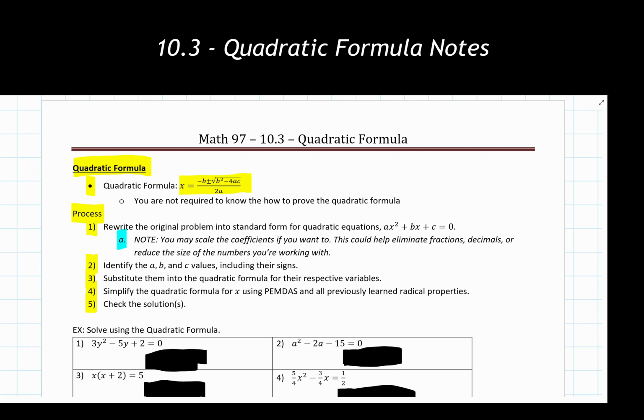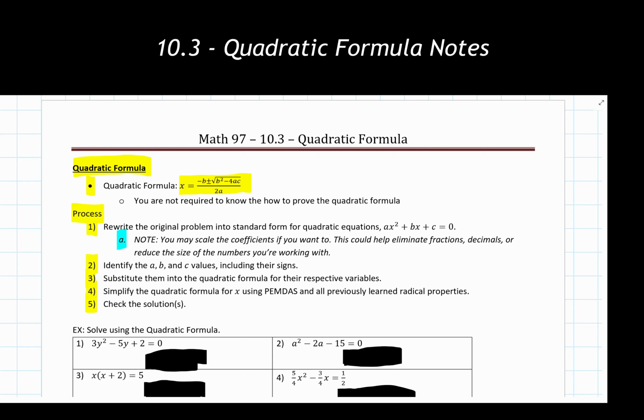It should also be noted that once we have everything in standard form, we can also scale the coefficients if we want to. This means we could eliminate fractions, or eliminate decimals, or potentially reduce the size of the numbers that we are working with, essentially dividing everything by a greatest common factor, or factoring that out, or anything along those lines. So there's plenty of options at our disposal within this first step of the process, but it is a necessary one to go through to actually apply the quadratic formula.